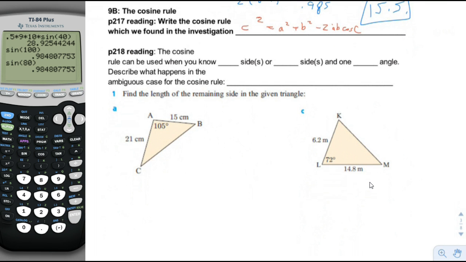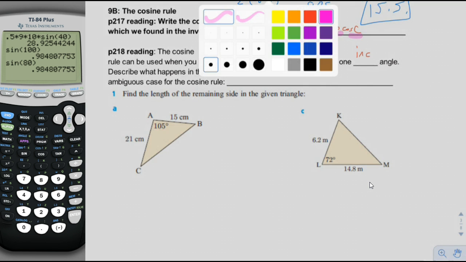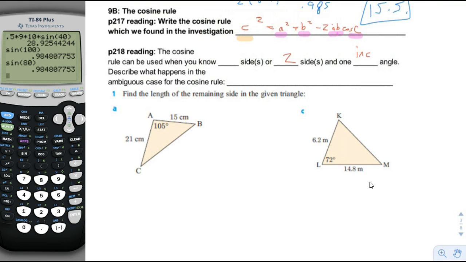So the cosine rule can be used basically when you know two sides and one included angle, or if you happen to know all three sides, then you can figure out the angle. So if you know all three sides, or if you know two sides and one included angle, then you can use the cosine rule.